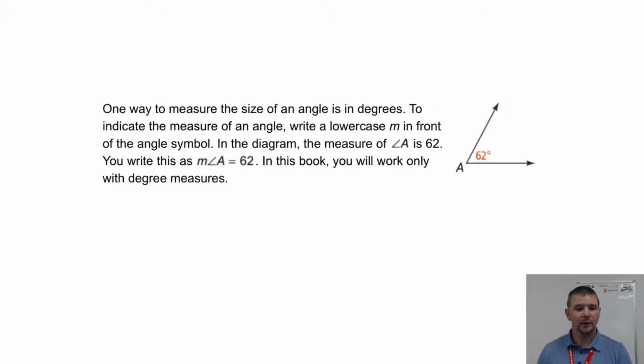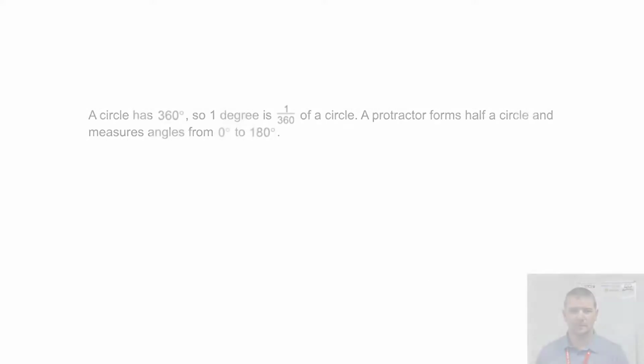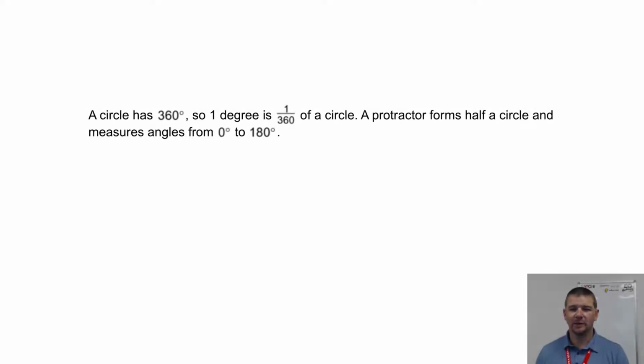In this book, you will work only with degree measures. A circle has 360 degrees, so 1 degree is 1/360th of a circle. A protractor forms half a circle and measures angles from 0 degrees to 180 degrees.